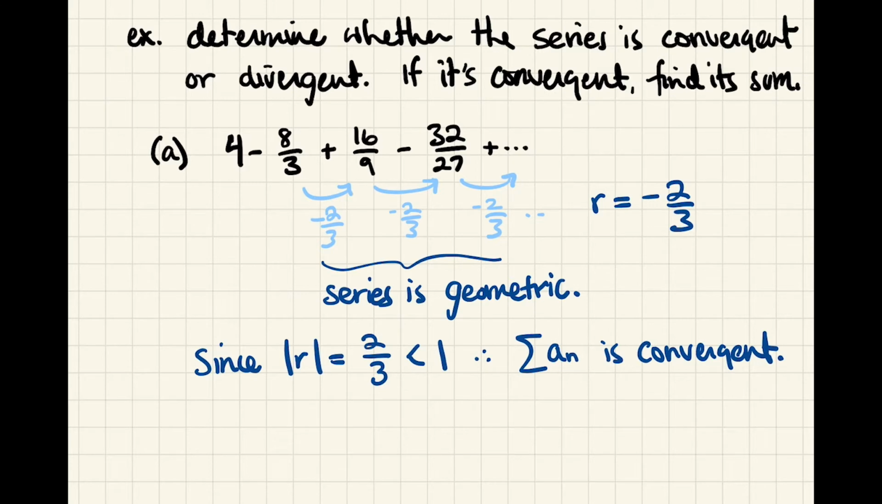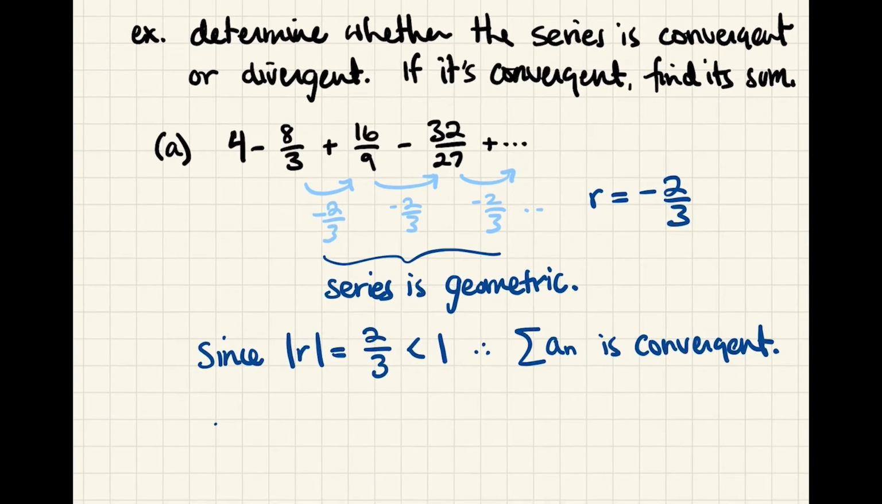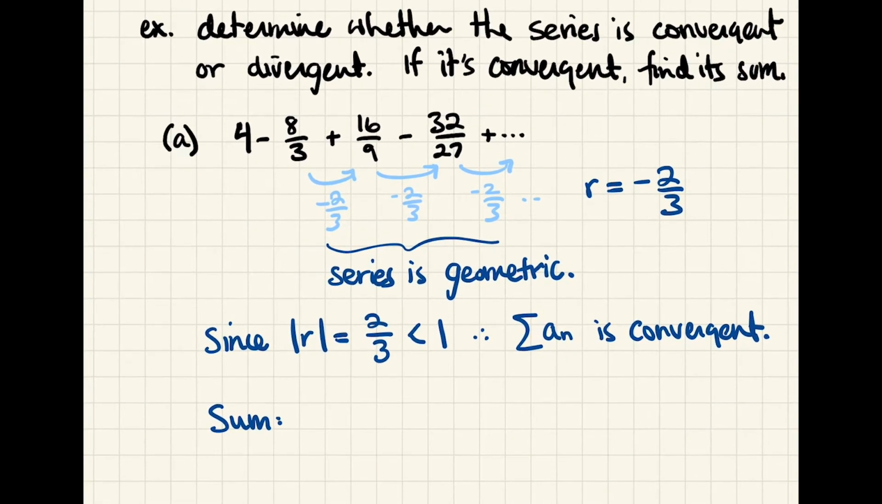Now, the second part of the problem is, if the series is convergent, then find the sum. Okay, so the sum of the series is a over 1 minus r. Well, we've already got the r value. That's negative 2/3. The a value is even easier to get. It's just the first term of the series here, so it's 4. So this is going to be 4 over 1 minus negative 2/3.